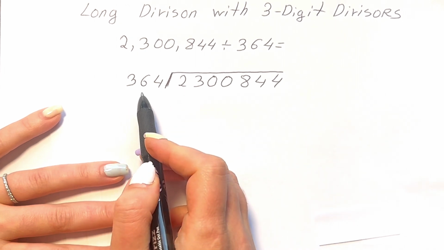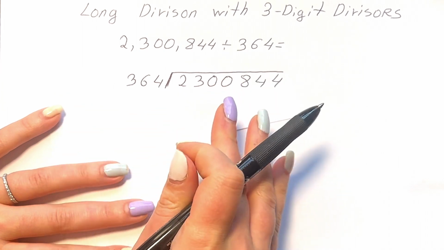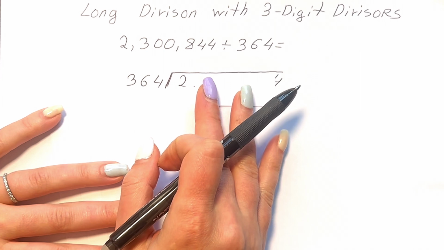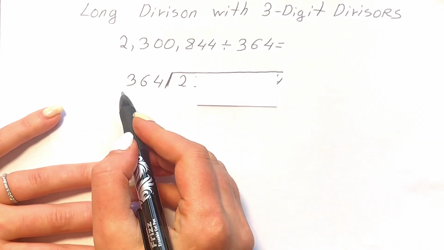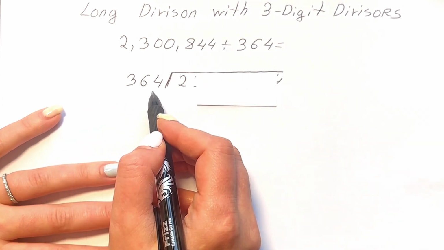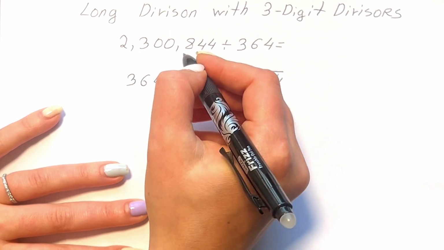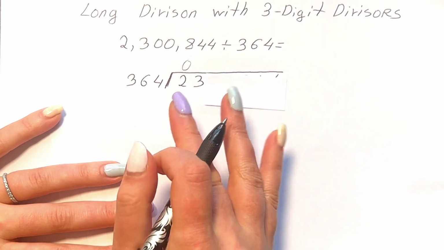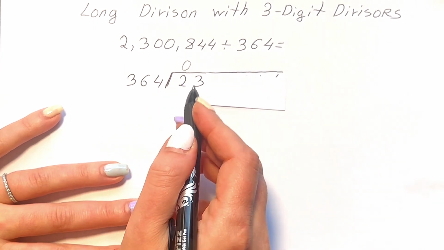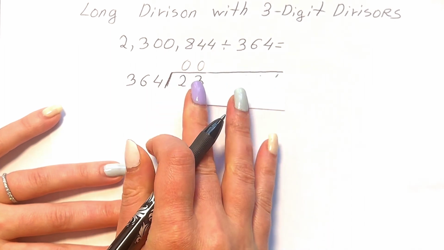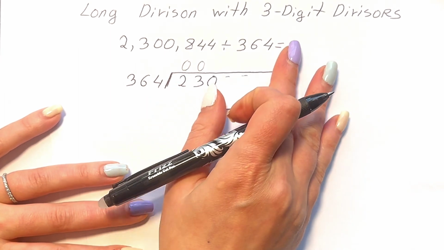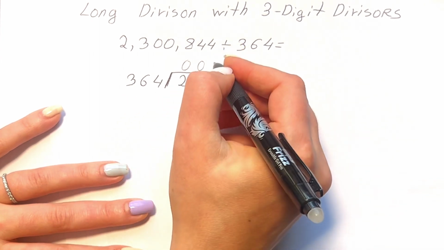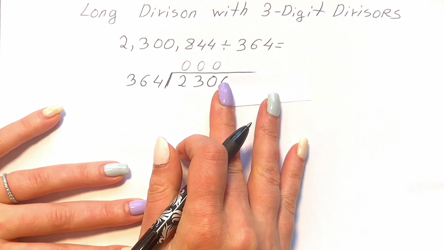2,300,844 divided by 364. Again, the same way, I'm gonna cover the digits in the dividend, leaving only the first digit. 364 goes to 2 0 times. Let's bring the next digit. 364 goes to 23 0 times. Let's bring the next digit. 364 goes to 230 again 0 times. We're gonna bring the next digit.